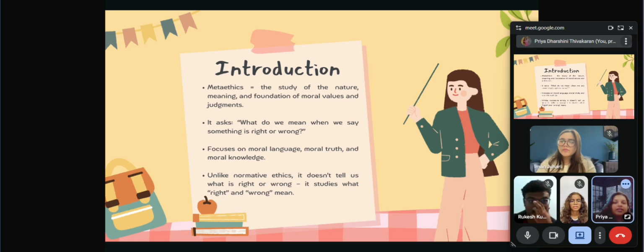What is metaethics? It is the study of the nature, meaning, and foundation of moral values and judgments. It asks what we mean when we say something is right or wrong. It focuses on moral language, moral truth, and moral knowledge. Unlike normative ethics, it doesn't tell us what is right or wrong. It studies what right and wrong mean.